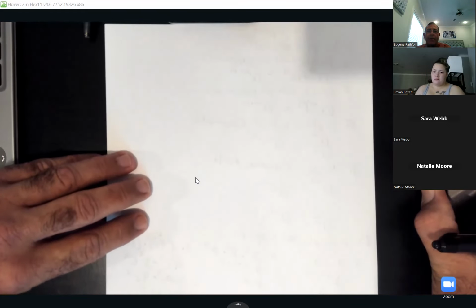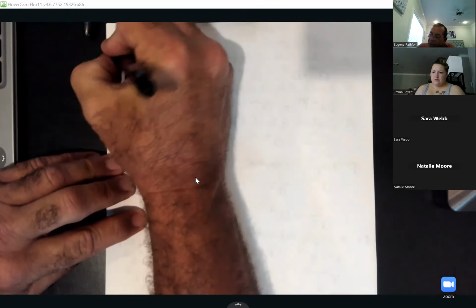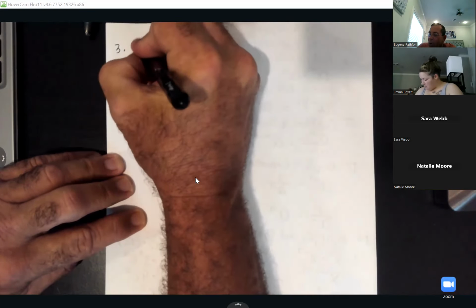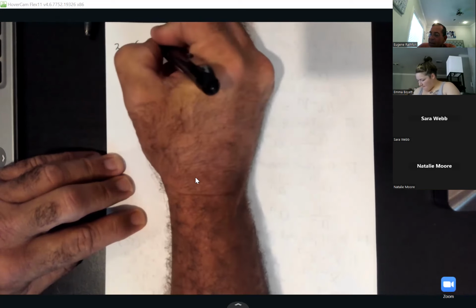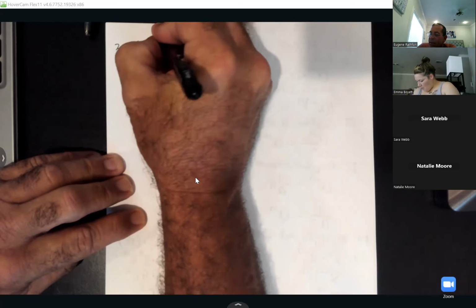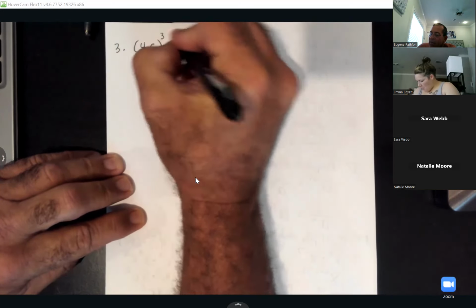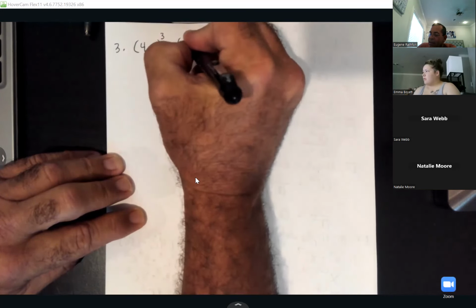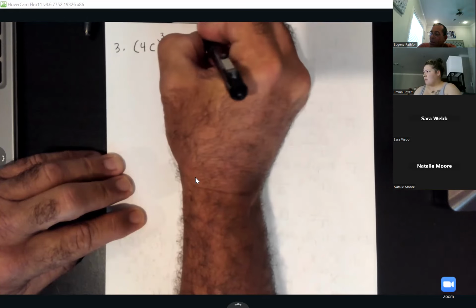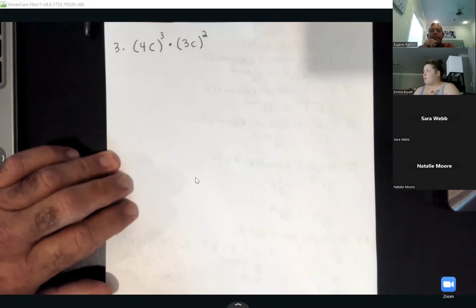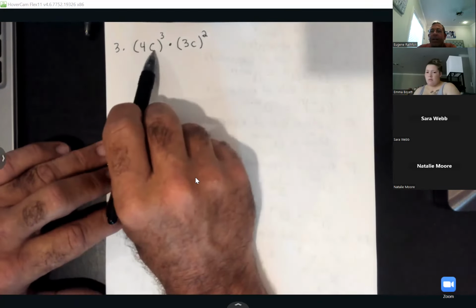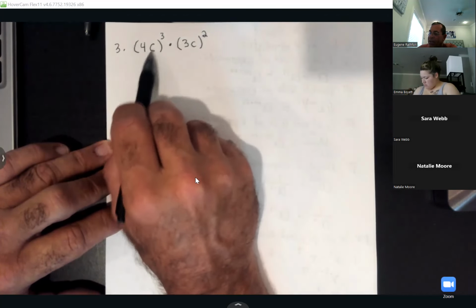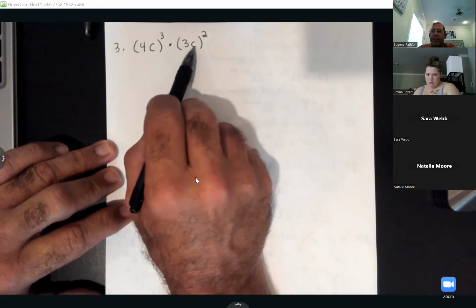All right, let me get my camera back up here. So this would be another one like 3. So say I had 4c to the third times 3c squared. So remember, the first thing you got to do is try to work inside the parentheses, but y'all, we can't do nothing in this parenthesis or this parenthesis.